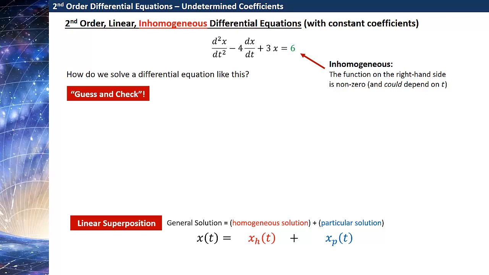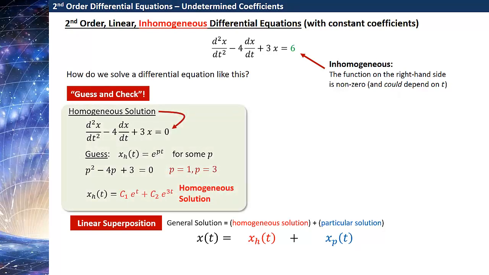So the homogeneous solution we know how to do. That's just setting the term on the right-hand side to zero. That's what we mean by a homogeneous differential equation. And we can solve this by making a standard guess that the homogeneous solution looks like e to the pt for some p. And we get a characteristic equation, which gives us allowed values of p. And then we can write down the homogeneous solution as a sum of two different terms for the different p-values that we got from the characteristic equation.